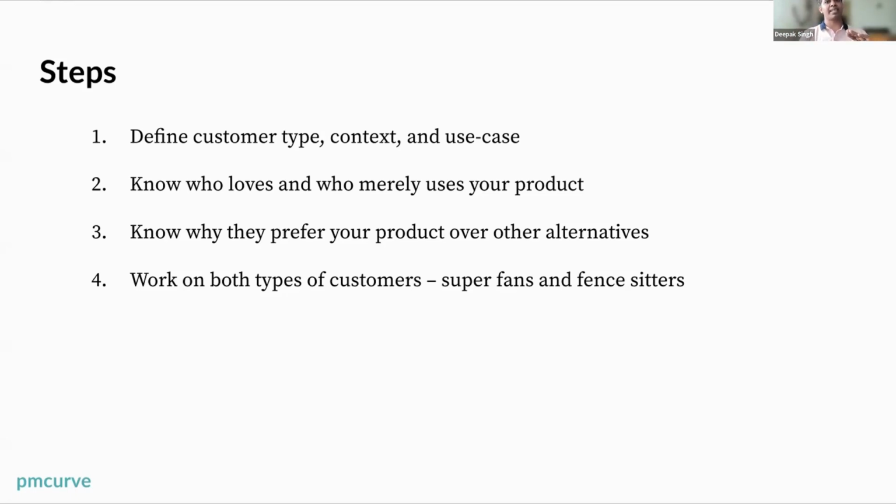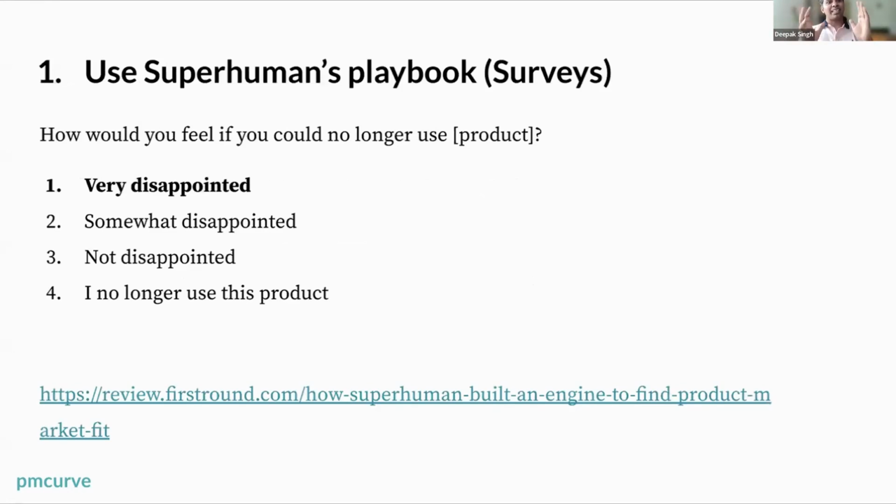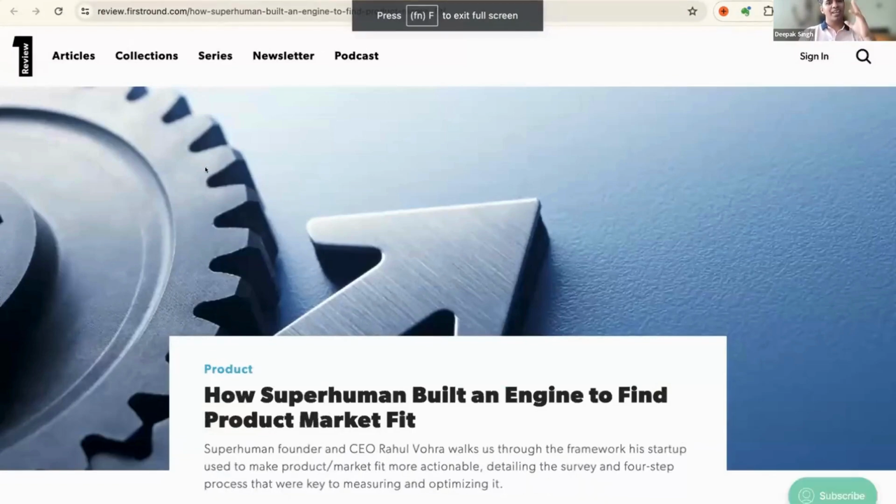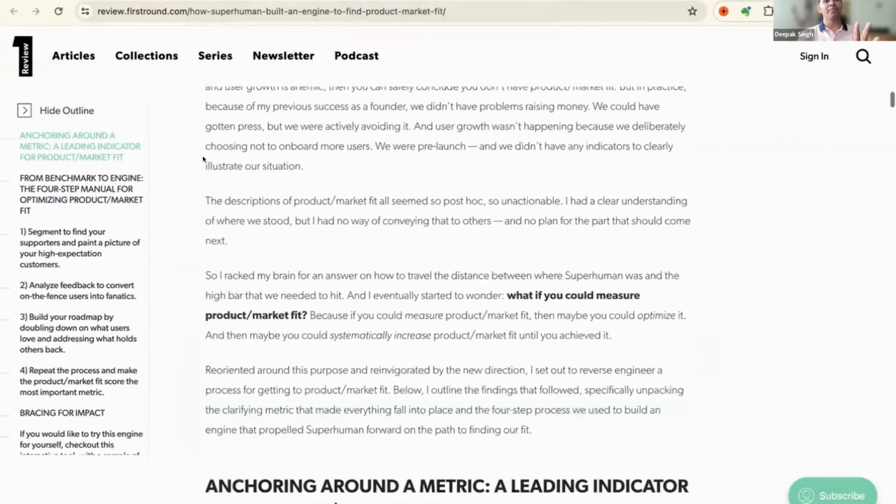Right? It's as simple as that. And if you're a fan of complex things, just stay with me. So the number one thing that I advocate when you are trying to improve the PMF is the God article written by, and I don't say this lightly, Rahul Vora, right? If you have not read it, don't read it now. Go and read it later, okay?